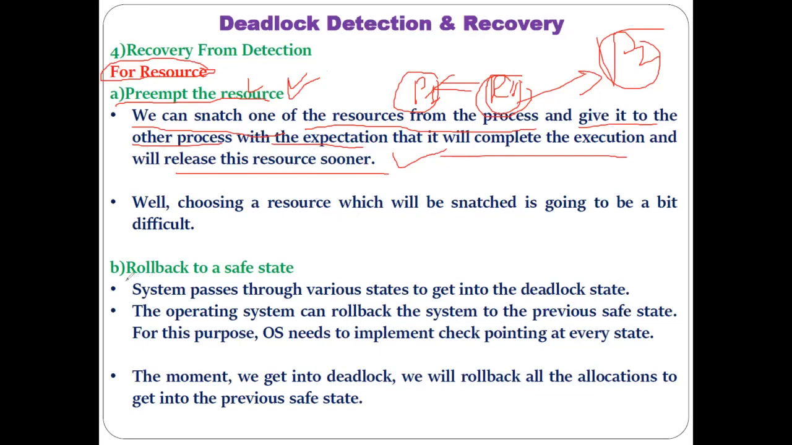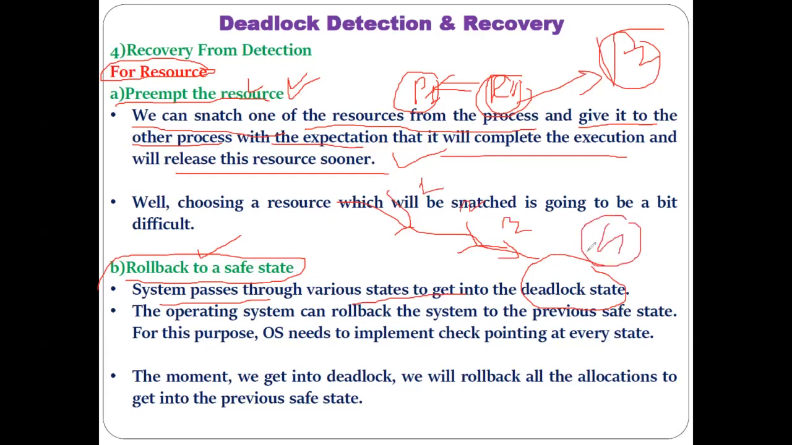The second approach at the resource level is rollback to a safe state. Whenever certain processes get created in the computer system, our system passes through different states. Whenever the system goes into the deadlock state, it never goes directly into it. Before that, it passes through different states, like state 1, state 2, state 3, and in state 4, for example, the system goes into the deadlock state. So before the fourth state there are other states also, and state 1, state 2 or state 3 might be considered safe states.